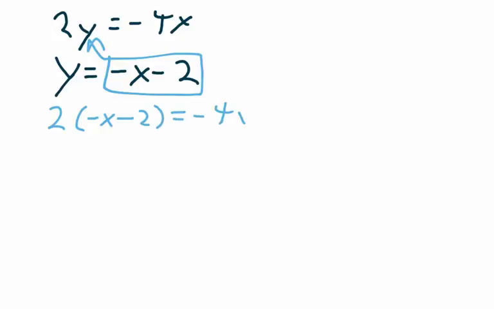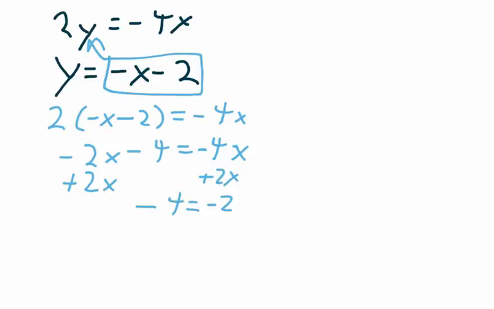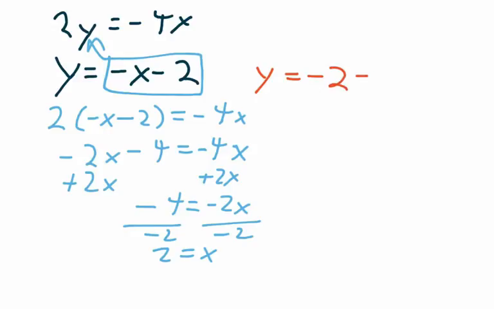So I got 2 times -x minus 2 equals -4x. And this we can solve for x the way we would normally solve. Distribute, add 2x to both sides. Divide by -2. And 2 equals x. Y equals negative... plug in the 2, minus 2. And y turns out to equal -4.